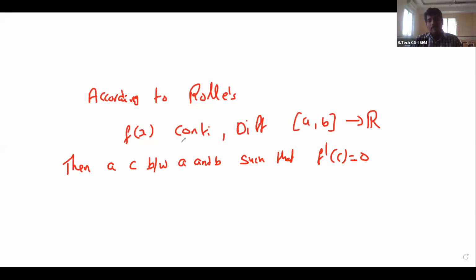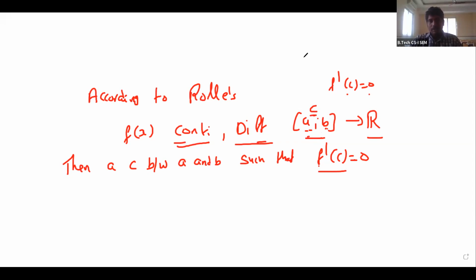Mathematically, if f of x is continuous and the derivative of f of x exists, with domain the closed interval [a, b] and codomain the real numbers, then definitely you will find a c between a and b. You will find a c between a and b such that the derivative of f at c will be equal to 0. It guarantees a number c between a and b such that the derivative of f of x at c will be equal to 0, provided that f is continuous and differentiable. That is what Rolle's mean value theorem says.